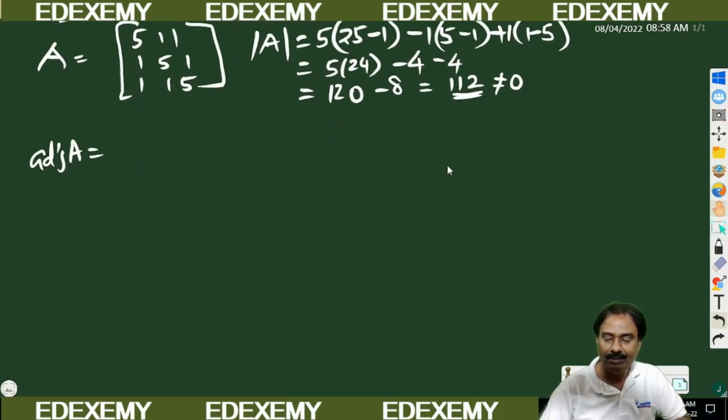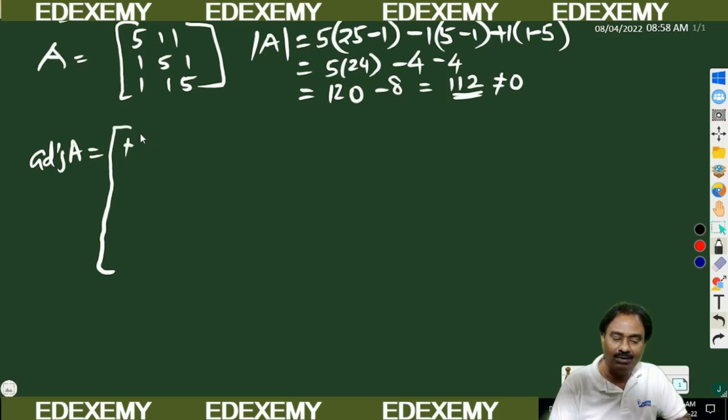We will move the board a little upwards. Now this A, you have to find the adjoint of A. You know how to find. First the sign value, you put plus sign here, then you leave that row and column. What is the determinant? 5 1 1 5.